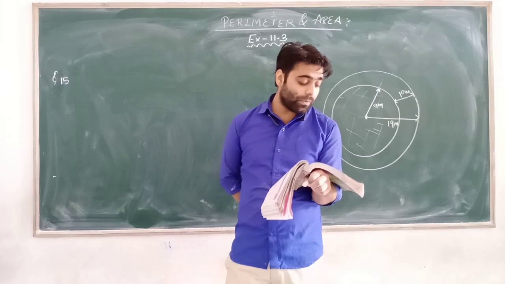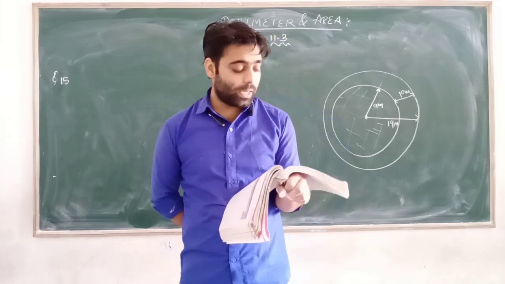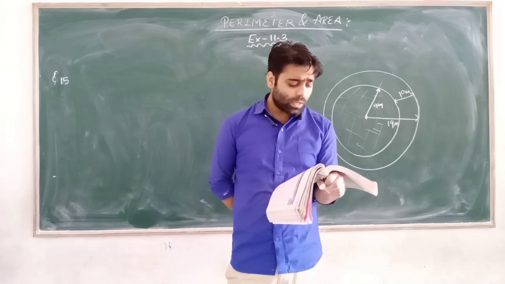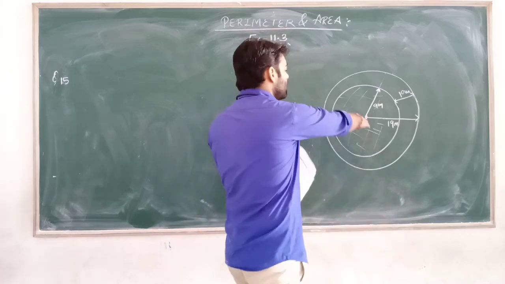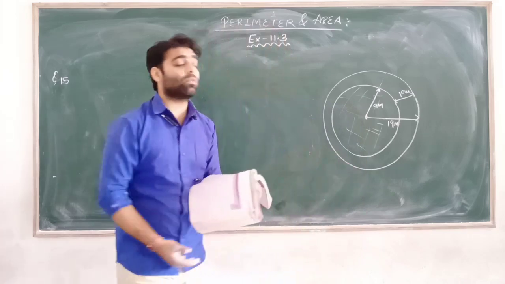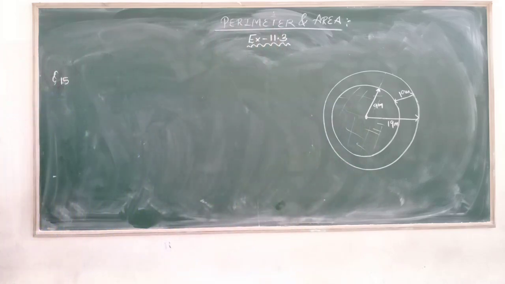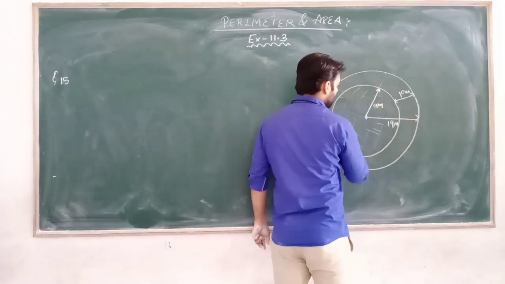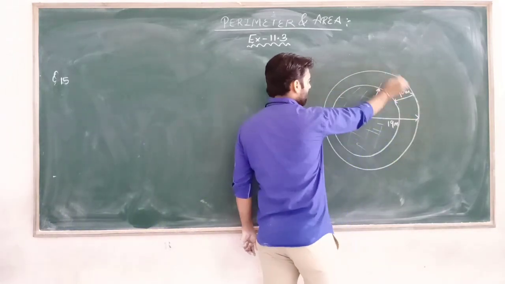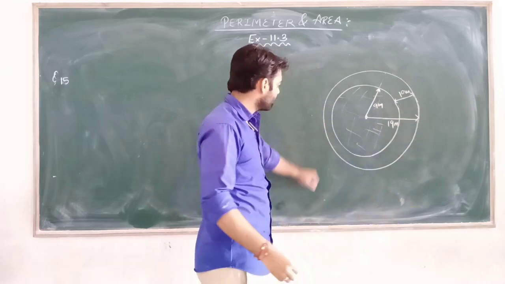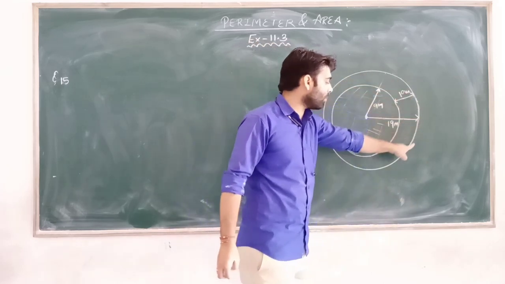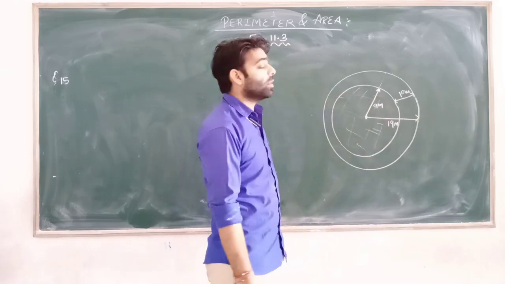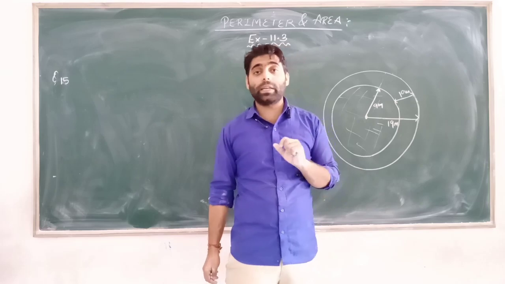Let's discuss question number 15 of exercise 11.3. Find the circumference of the inner and the outer circle of the given adjoining figure. This is the figure, students. We have to calculate the circumference of the inner and outer circle. The inner circle is this and the outer circle is this. First we calculate the circumference of the outer circle, then the inner circle. For this, we have to calculate the value of the radius.